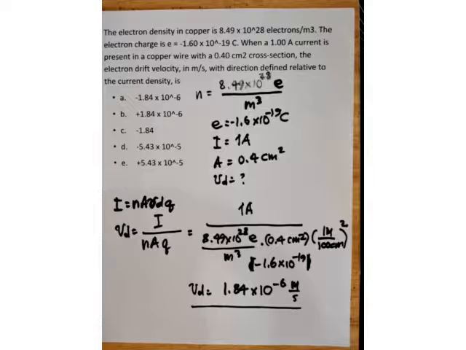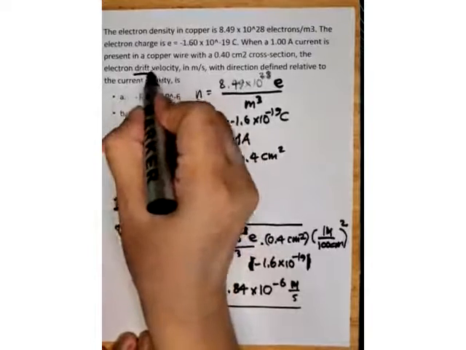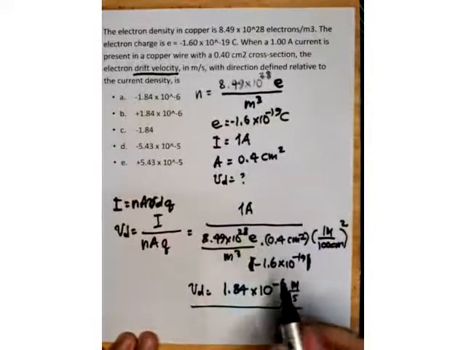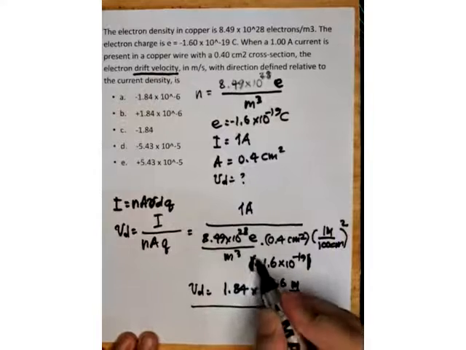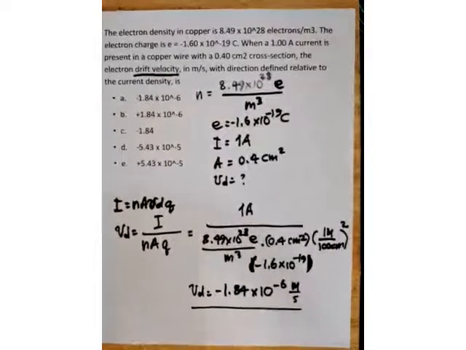Wait. What is the question asking? Sorry, the question is asking for velocity pala. So we need to have the direction. Okay, so it should be negative.